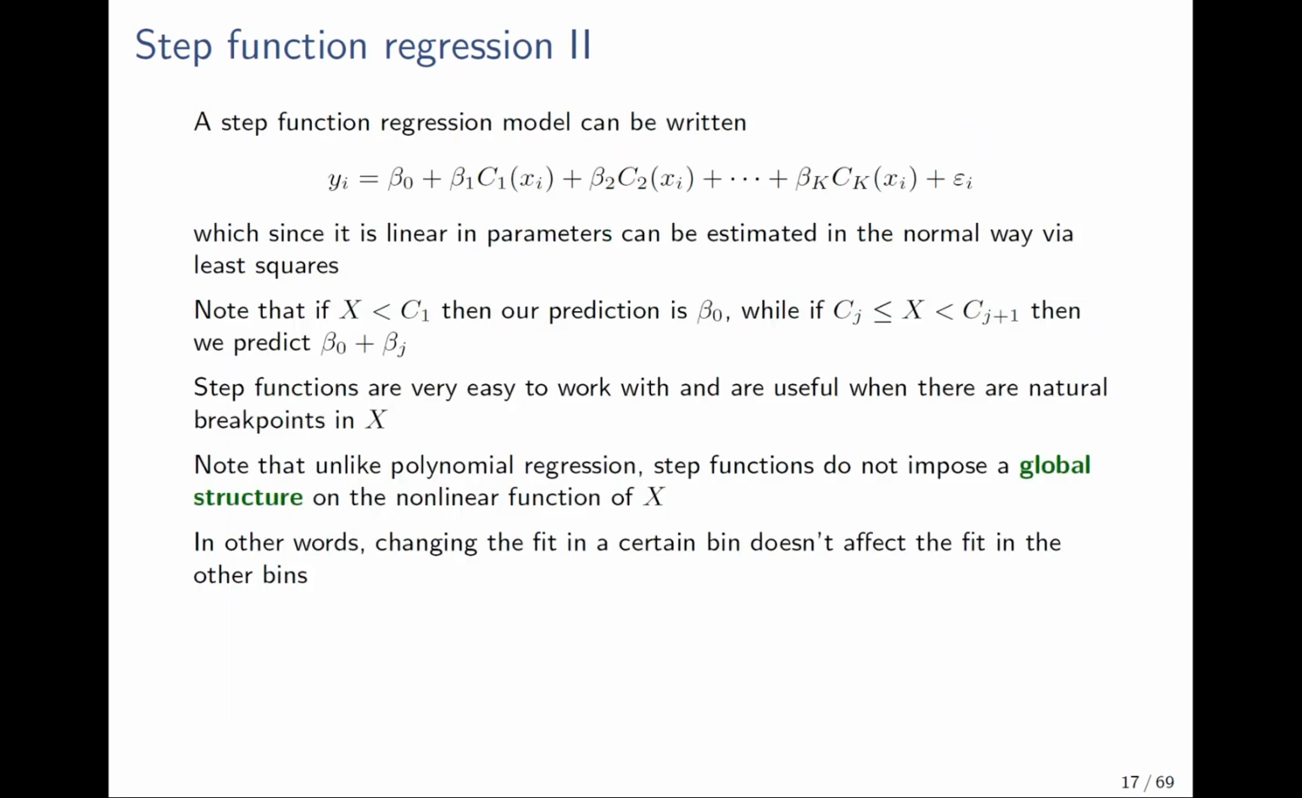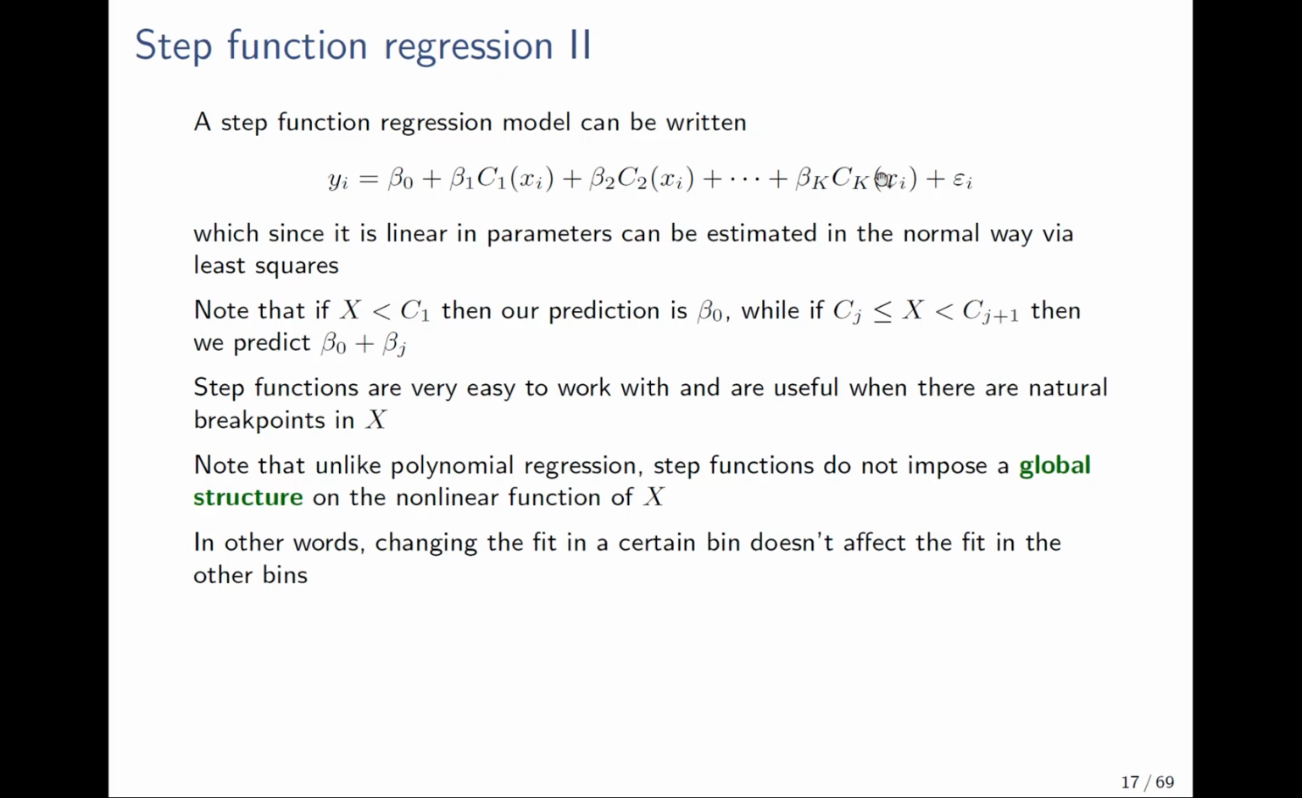So a step function regression can just be written in this form here. And of course all these variables, c1 of xi, c2 of xi, ck of xi, are just dummy variables. They're 1, 0 variables that determine whether the value of x fits within an interval or not. Now, because this model is linear in the parameters, we can estimate it in the normal way via least squares, so we're still in a linear parameters format.